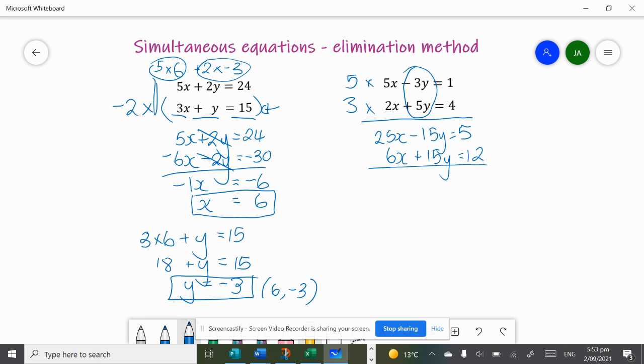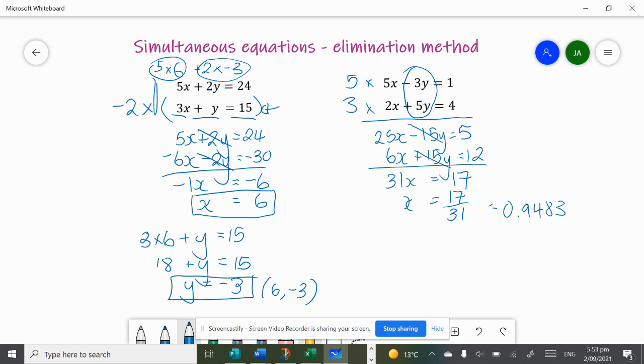Okay, we add those together now. So the 15y's cancel out. I end up with 31x equals 17. Not a nice number because now we're going to have to divide by 31. So we're going to just write it as 17 over 31. You can write it as a decimal, which I think is 0.9483.